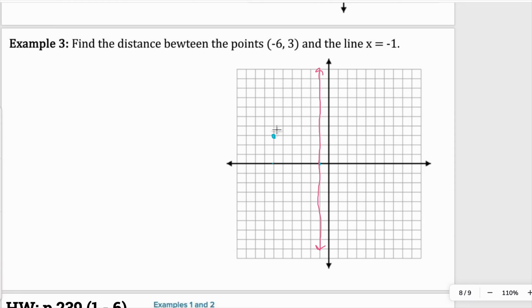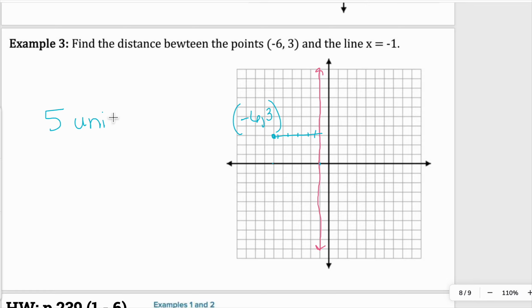So to go from my point (-6, 3) to x equals -1, I'm just making a perpendicular line, which would be horizontal, and I can count these tick marks. 1, 2, 3, 4, 5. So in this case, I would see 5 units.